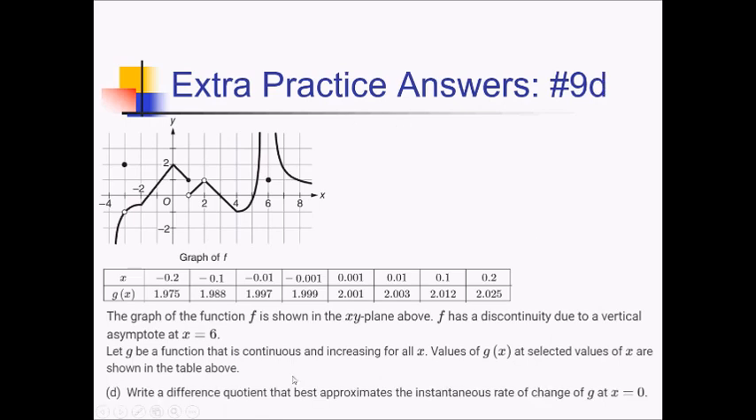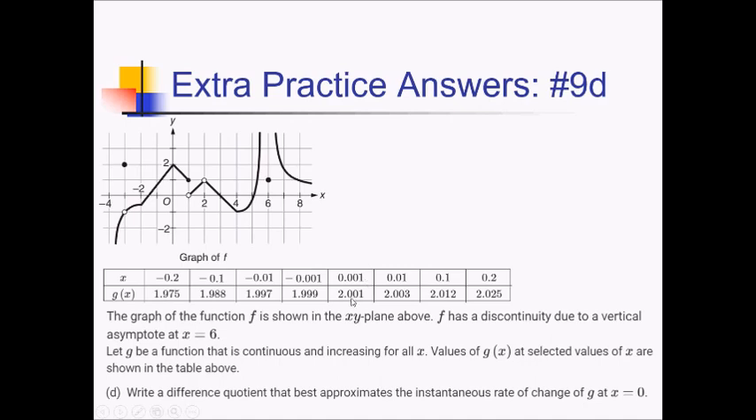For this last problem part, we are being asked to write a difference quotient that best approximates the IROC for g at x equals 0. Well, the best way to approximate instantaneous rate of change is with average rate of change over as small an interval as possible. So if you want the instantaneous rate of change at 0 estimated, then let's just take a small interval that has x equals 0 in it and do the average rate of change there. So I'm thinking the interval from -0.001 to +0.001 would do the job.